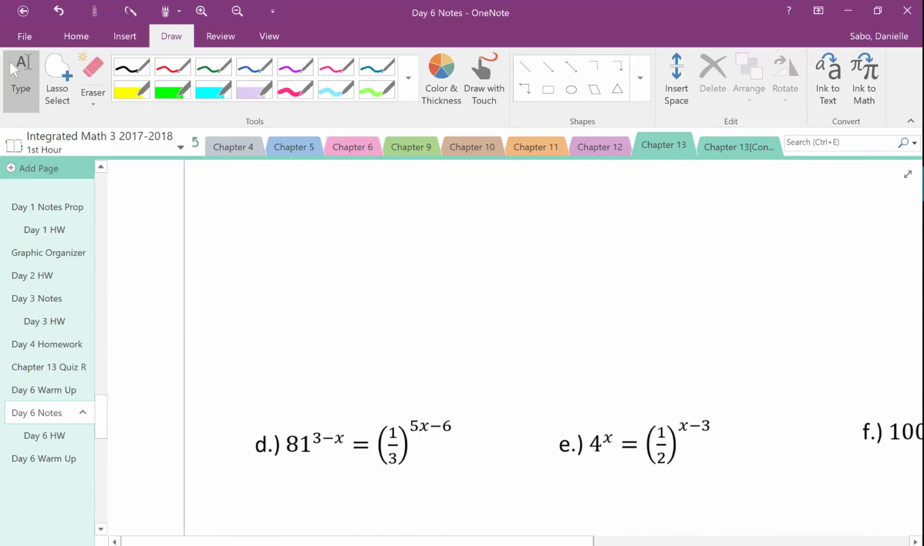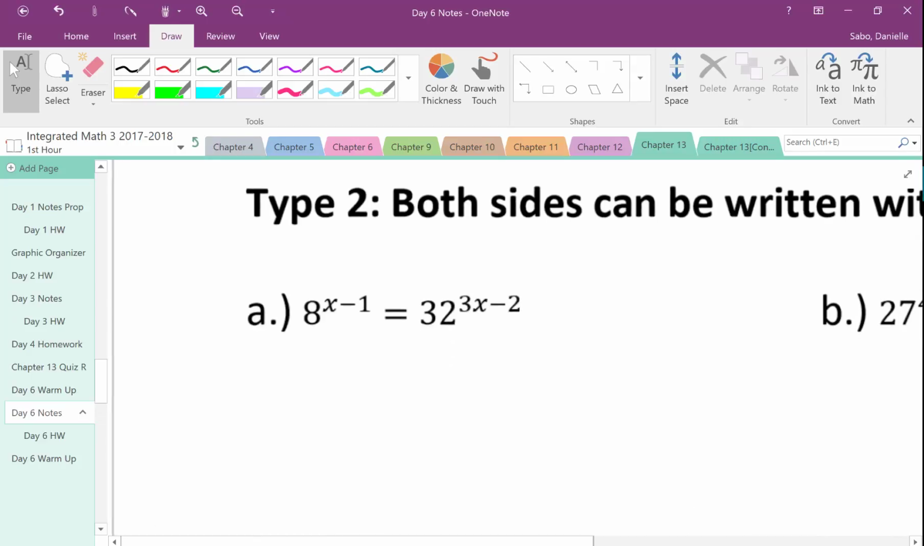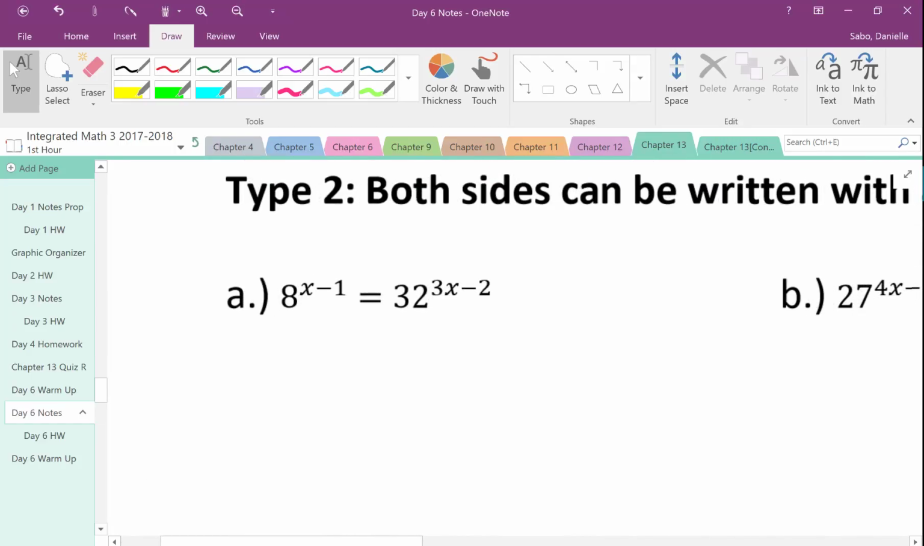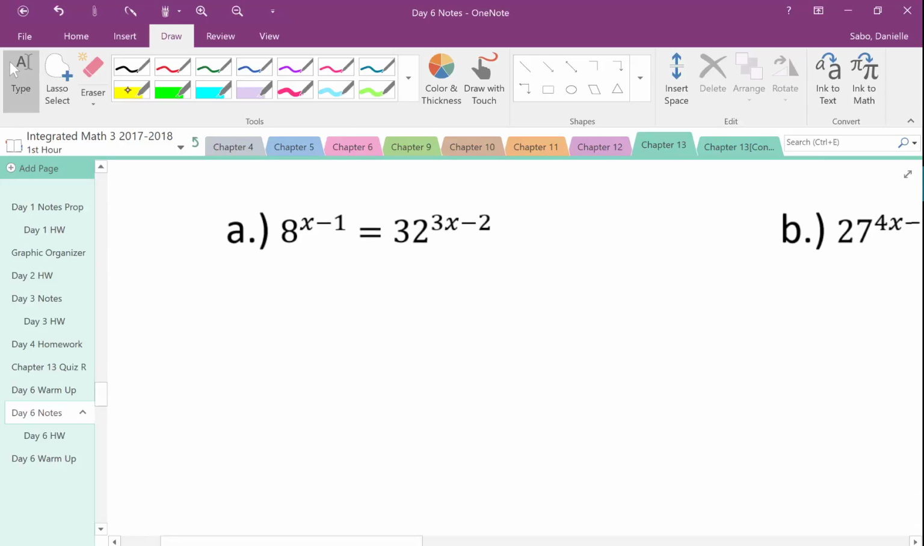Now, these ones are pretty much the same, except for now, they can't be written as each other. 8 can't be written as a 32, and 32 can't be written as 8. So they both have to be changed. What base can I use for both of them? 4. Not 4, because 4 squared would be 16. I'd never get to 8. But 2. So what I'm going to do is I'm going to do both different colors here.